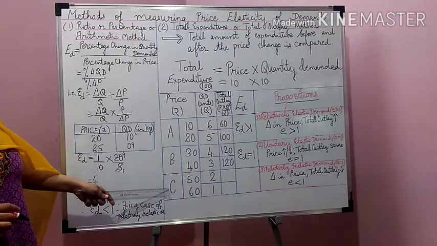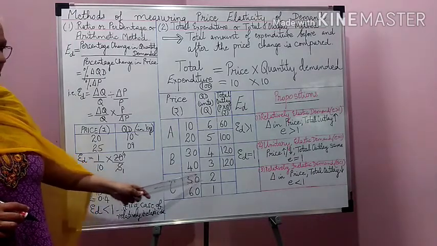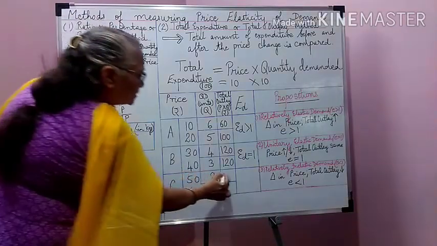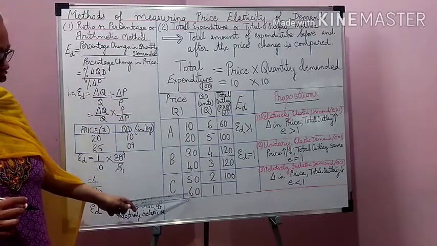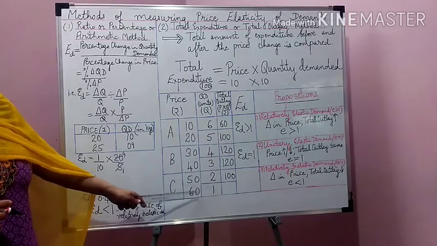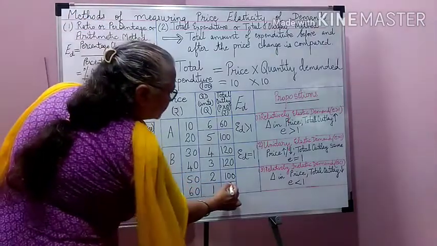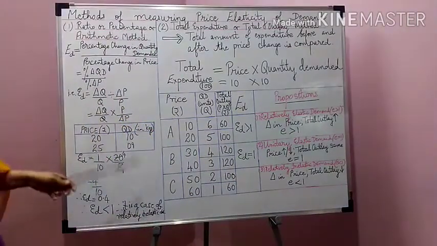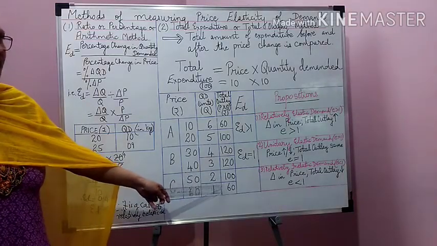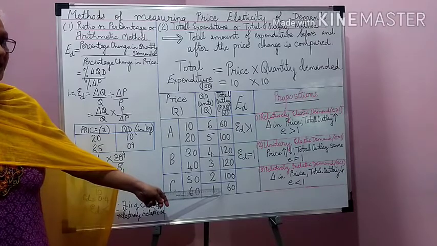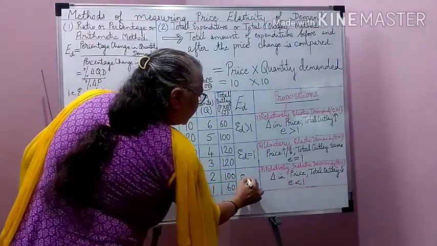The last case, C, price is rupees 50 per unit, quantity demanded is 2 units, so total expenditure incurred is rupees 100. Price rises from 50 rupees to 60 rupees, quantity demanded falls from 2 units to 1 unit, so the total expenditure incurred is 60 into 1, that is 60 rupees. In this case, when there is a change in price, total outlay falls. Means the demand is less changing, less elastic. Therefore, it is E is less than 1.